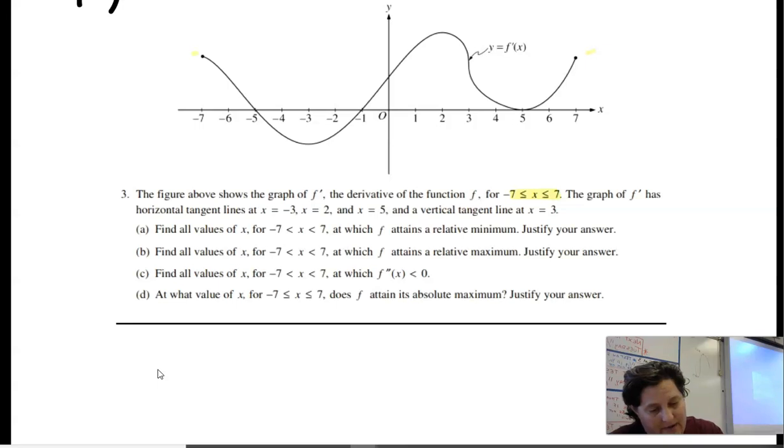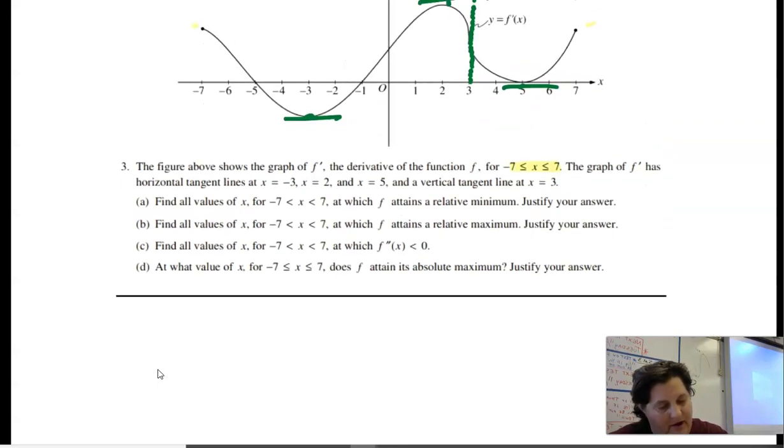F prime has horizontal tangent lines at negative 3, 2, and 5. They usually just tell you that so you're not guessing, like, "Oh, I think it's around there, but I'm not sure." They just confirm it for you. And there's a vertical tangent line at 3. How weird. And then go ahead and put a vertical tangent line there so that I remember.